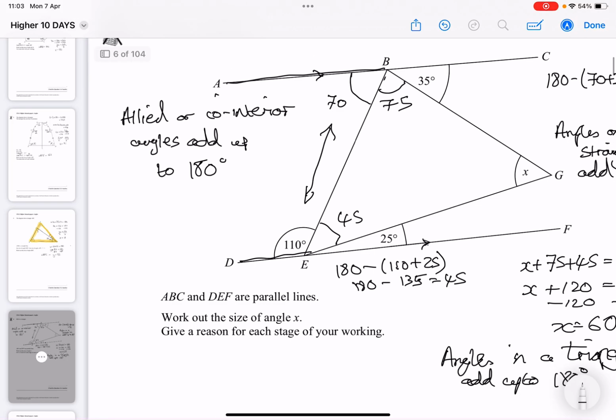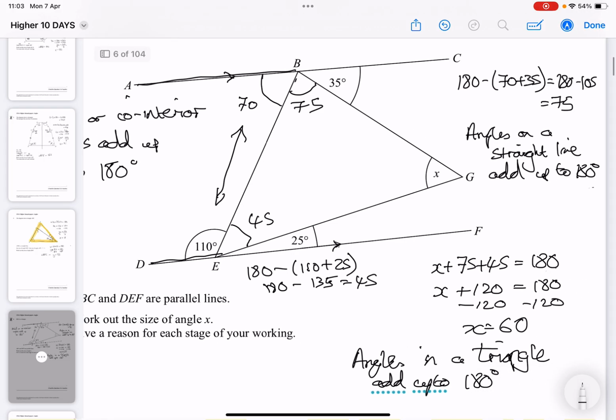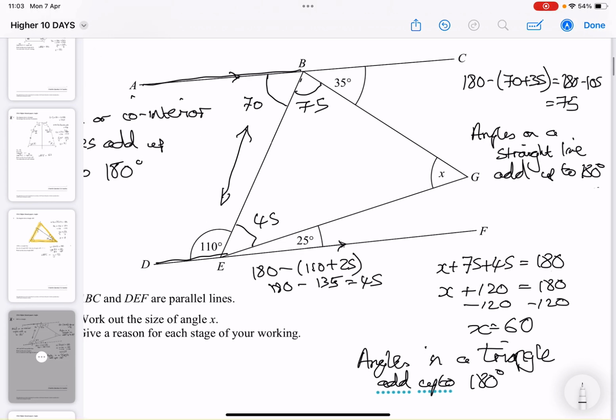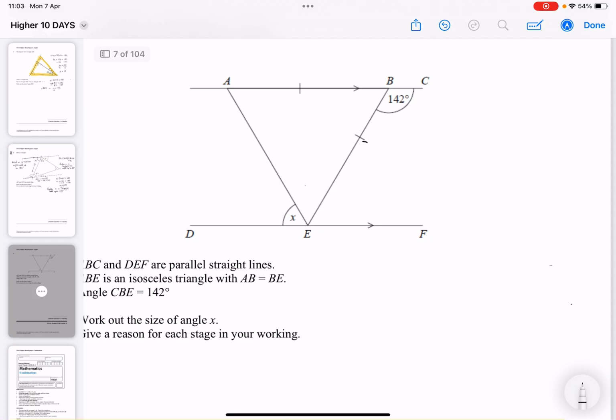So I've got one over here, this one with the allied or co-interior angles. There's my parallel line ones, but I've also got straight line, I've also got angles add up to 180 degrees. So that's a good one. Always remember the angles in a triangle. Always remember the angles on a straight line.